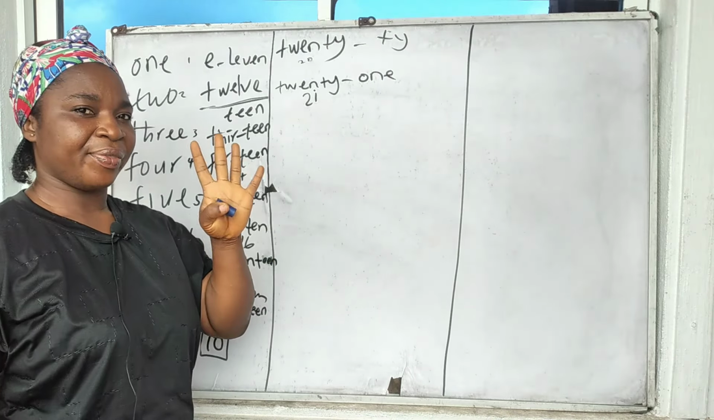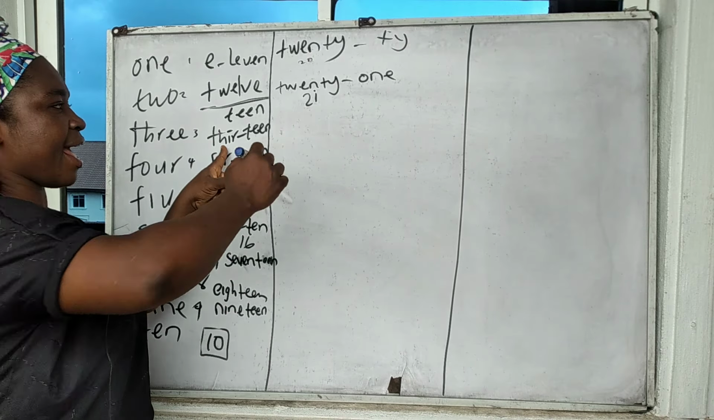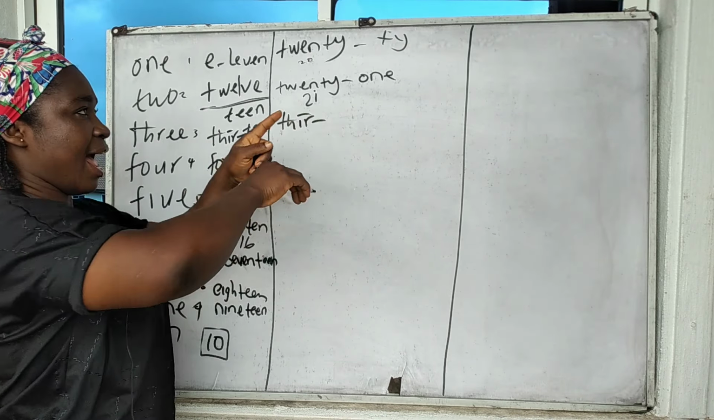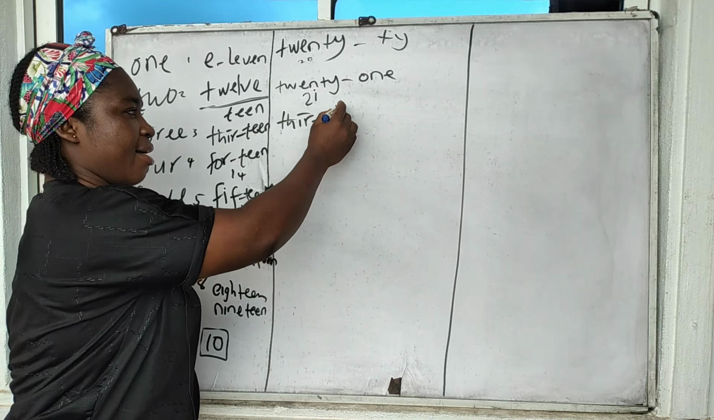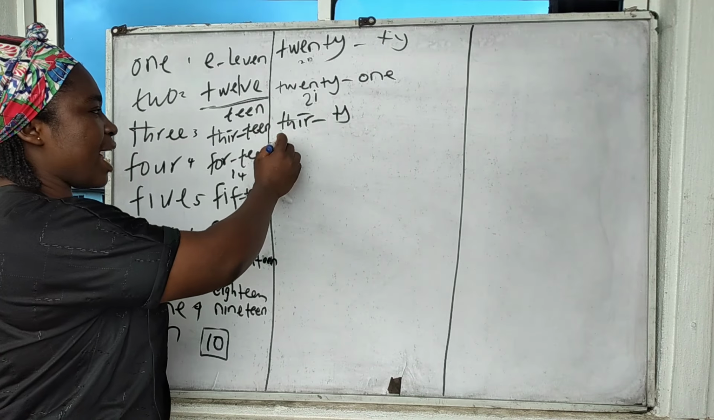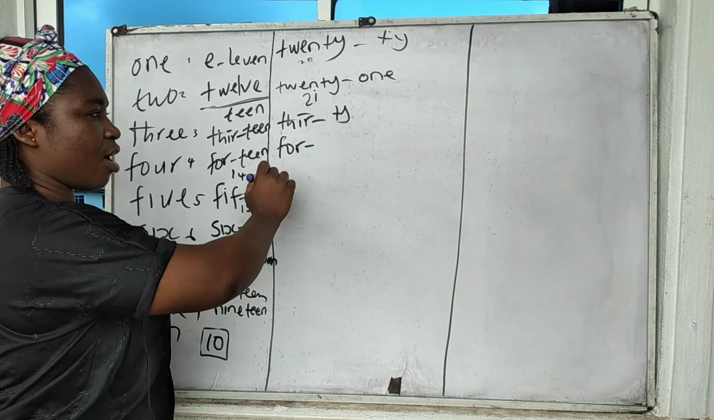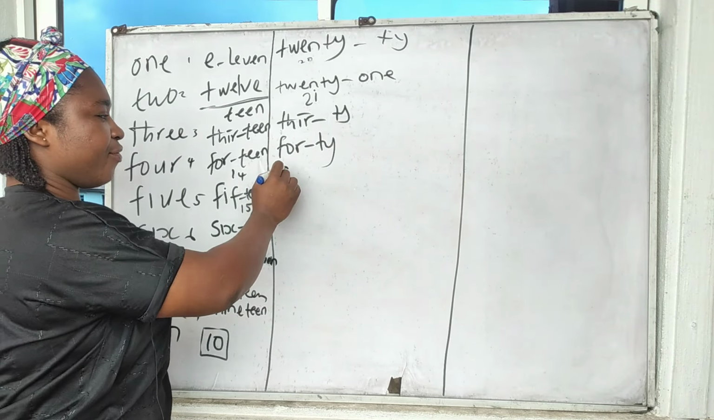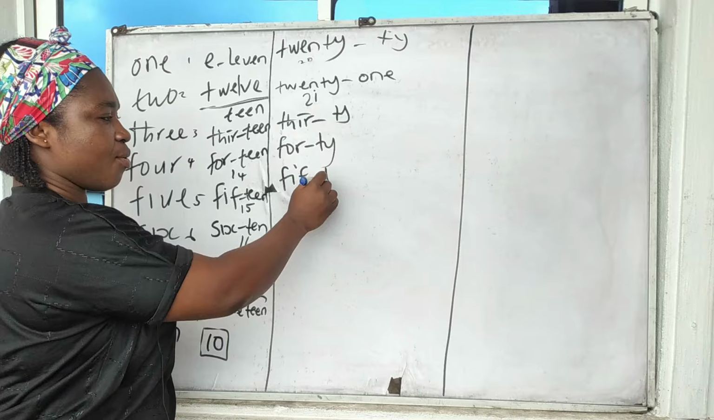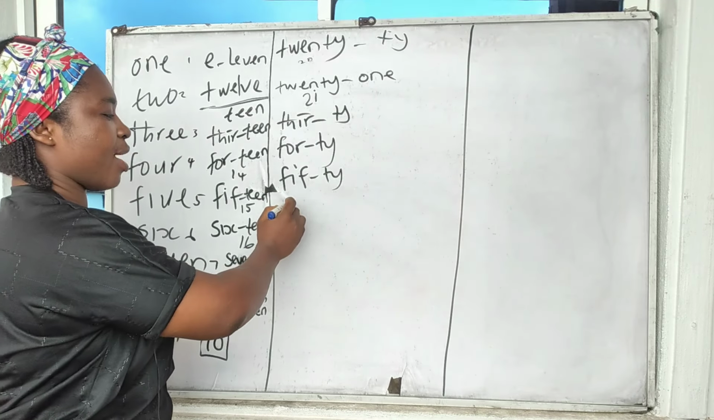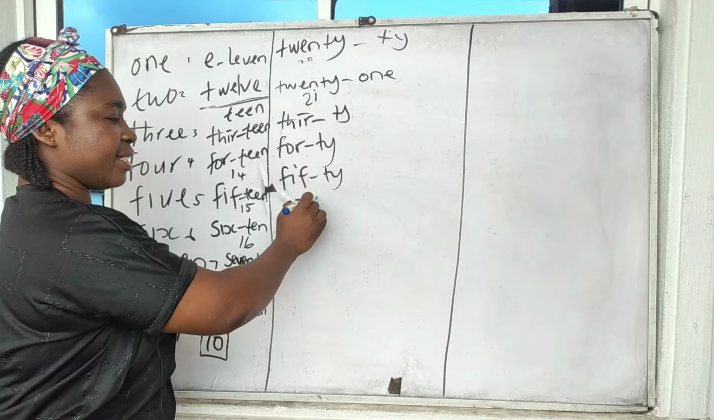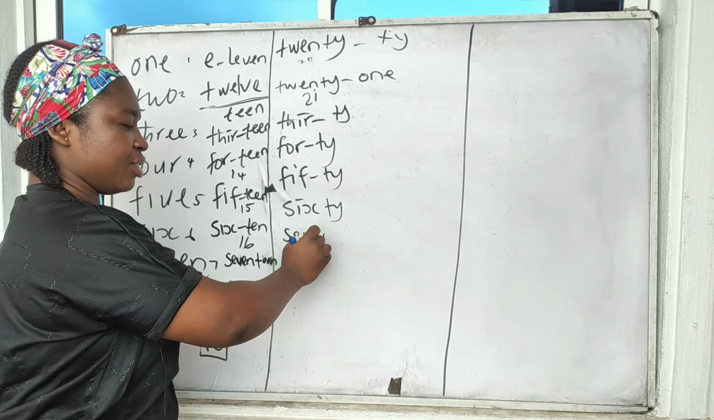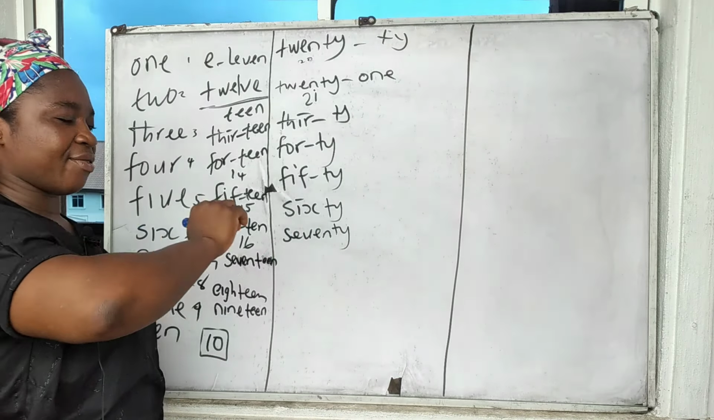So we have 30, we pick the T here, we have the THIR, the T, and we add the TY, we have 30. As well as 4, we have the 4, we add the TY, we have 40. We have the FI, we add the TY, we have 50. We have the 6, we add the TY, we have 60. We have 7, addition of TY, we have 70.